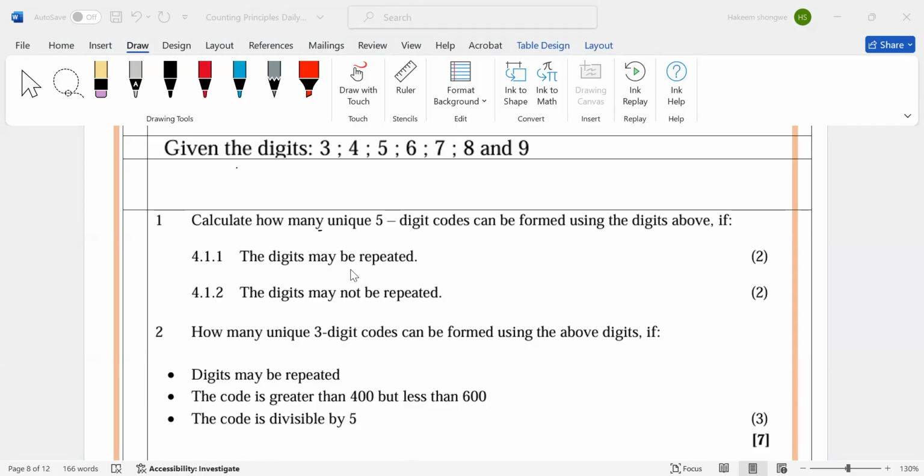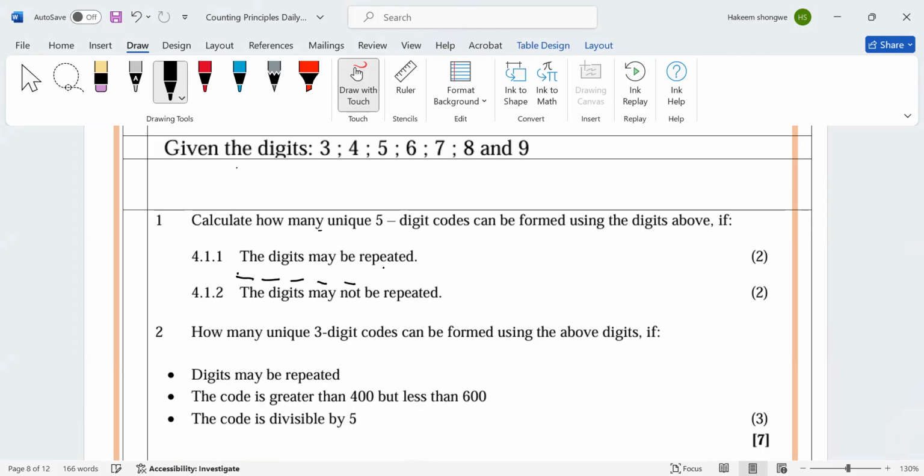If the digits may be repeated, let's count the number of things that we can choose from. We have 1, 2, 3, 4, 5, 6, 7. But we're creating a 5-digit code, so we have 1, 2, 3, 4, 5 places. Repetition is allowed, so we have 7 for each. Multiply by 7, multiply by 7, multiply by 7, multiply by 7. What is that? 16,807.